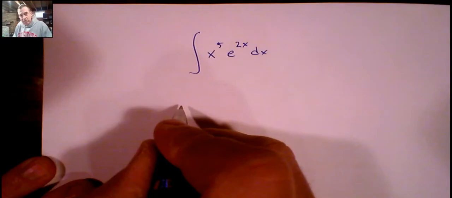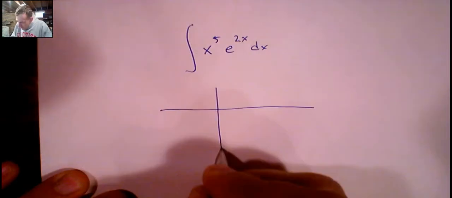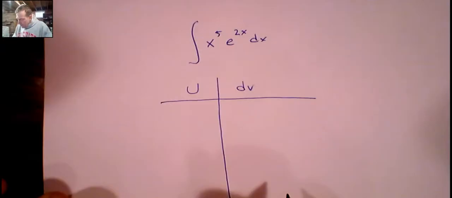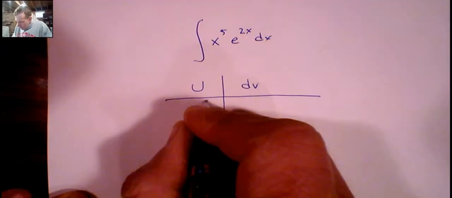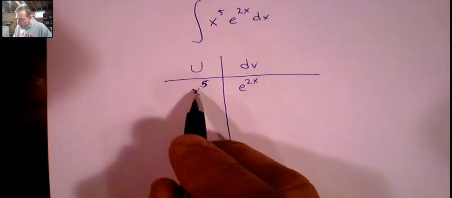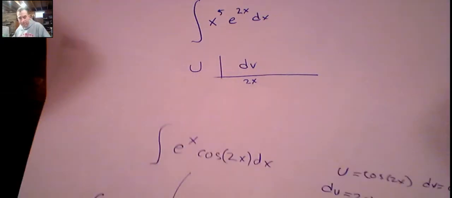Or you can do this all at once using a table. So here's how the tables work. You have u, and you have dv. So what I do when I use tables is I start with u, x to the 5th, and dv, e to the 2x. Now you just remember that you're going to repeatedly, because as I mentioned back here, with this one, that's the one I was referring to.